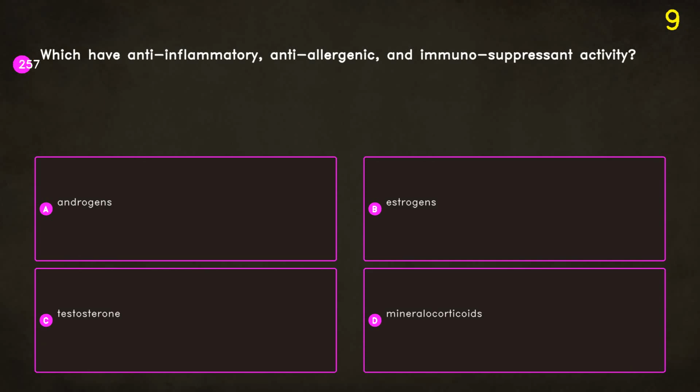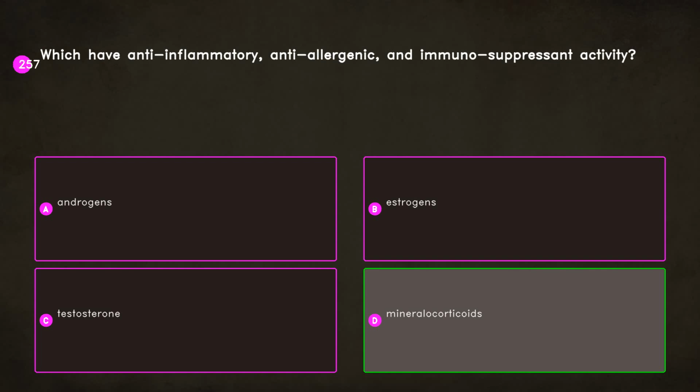Question 257. Which have anti-inflammatory, anti-allergenic, and immunosuppressant activity? A. Androgens, B. Estrogen, C. Testosterone, D. Mineralocorticoids. The correct answer is glucocorticoids.